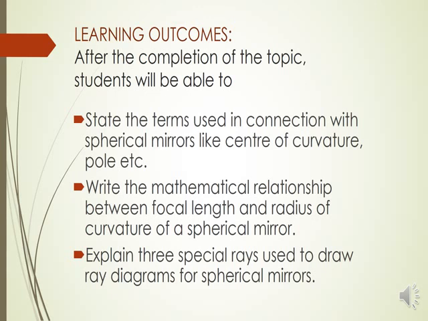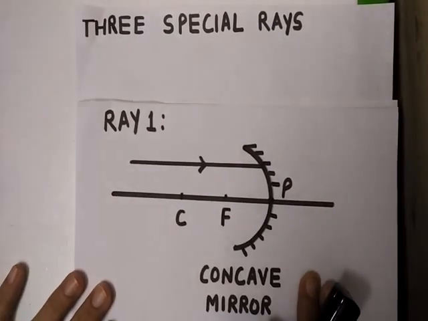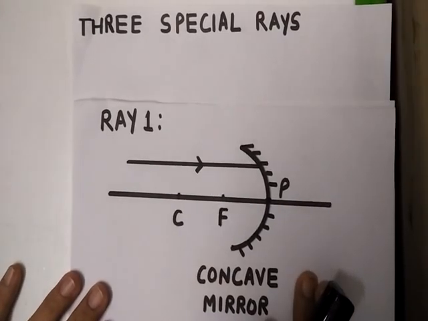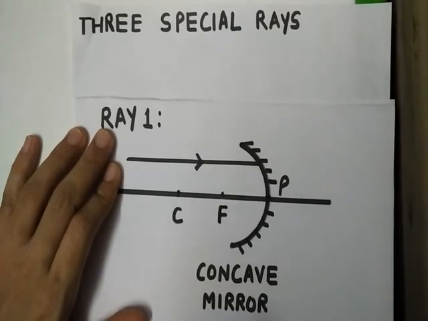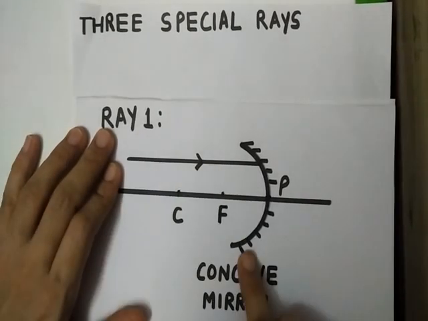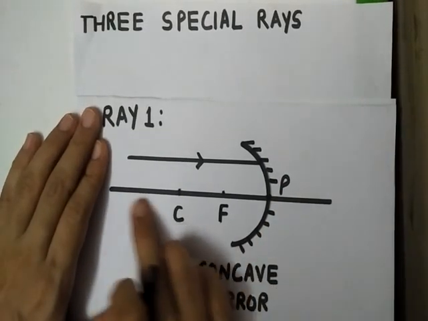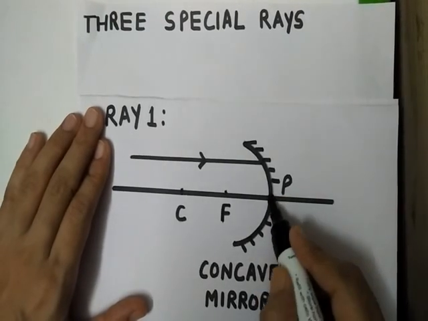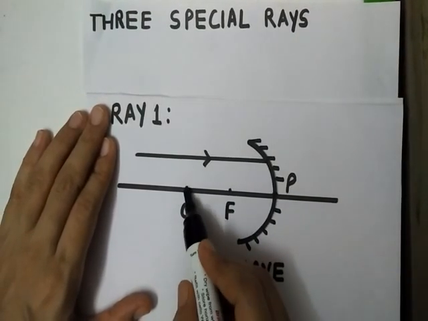So students, let's discuss three special rays which are used to draw ray diagrams for spherical mirrors. First of all, we come to ray 1. For this I have drawn this concave mirror, and its outer surface is polished, and this line is called the principal axis. This point is the pole of the spherical mirror. This is the focus and this is the center of curvature.